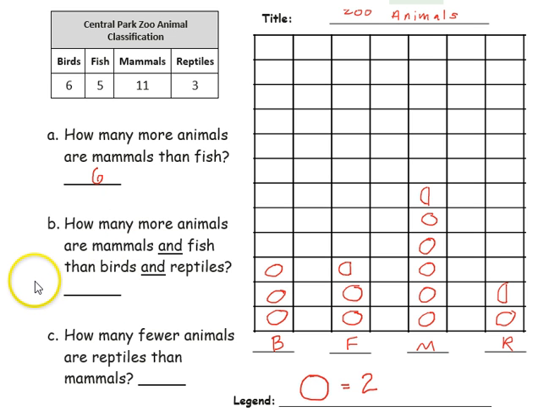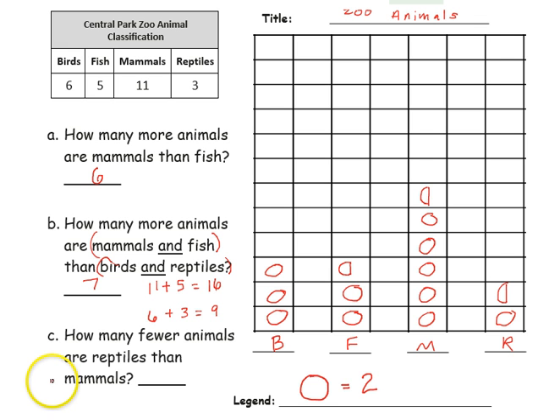The next question says, how many more animals are mammals and fish than birds and reptiles? So we need to group these. We have mammals and fish would be 11 and 5, which is 16. And then we have birds and reptiles, which is 6 and 3, which is 9. 16 and 9. The difference between them is 7. There are 7 more mammals and fish than birds and reptiles.